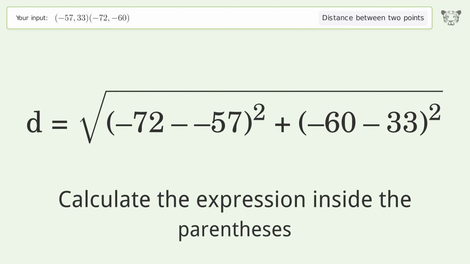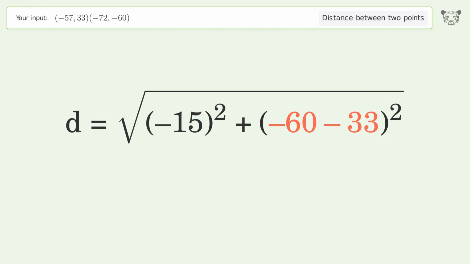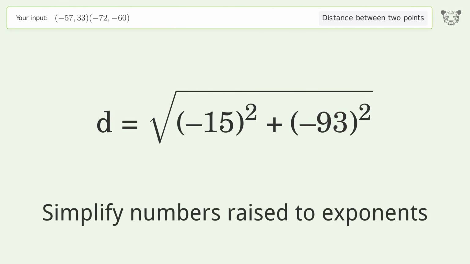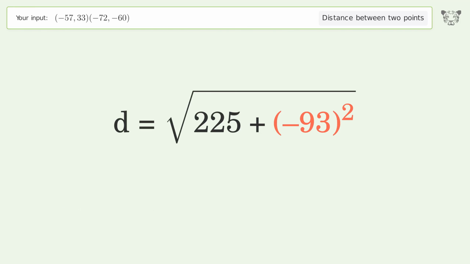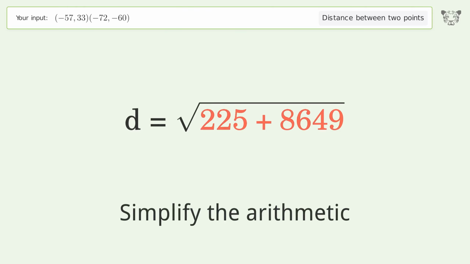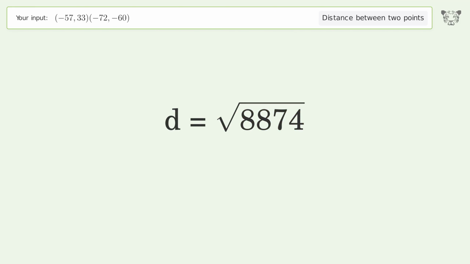Calculate the expression inside the parentheses. Simplify numbers raised to exponents. Simplify the arithmetic. And so the distance between the 2 points is the square root of 8,874, or 94.202.